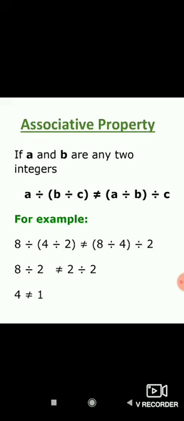That means on both sides of the equal to sign, when we put the values of a, b and c, the values are not the same. The answer is not the same. So that means associative property is not applicable for division. I hope you have understood these properties of division.